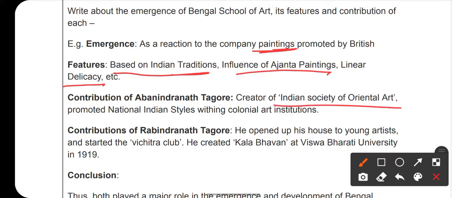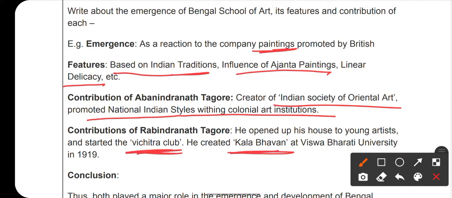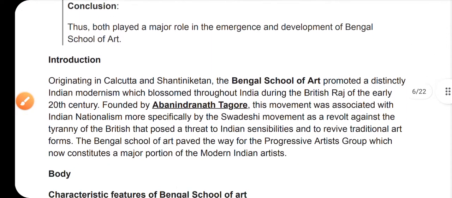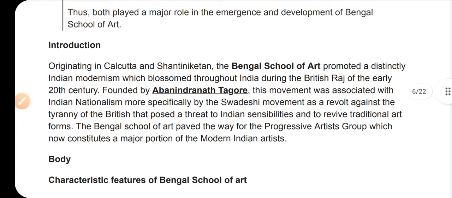Contribution of Abanindranath Tagore, creator of the Indian Society of Oriental Art, promoted national Indian styles within colonial art institutions. Contributions of Rabindranath Tagore: he opened up his house to young artists, and started the Vichitra Club. He created Kala Bhavan at Vishwa Bharati University in 1919. Conclusion: thus, both played a major role in the emergence and development of Bengal School of Art.